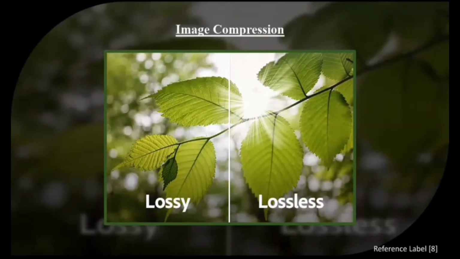Image compression. There are two types of compression methods: lossy compression and lossless compression. Lossy compression reduces file size by removing some data permanently. This slightly lowers quality but saves a lot of storage space. It is commonly used for images, audio, and videos like JPEG and MP3 files.